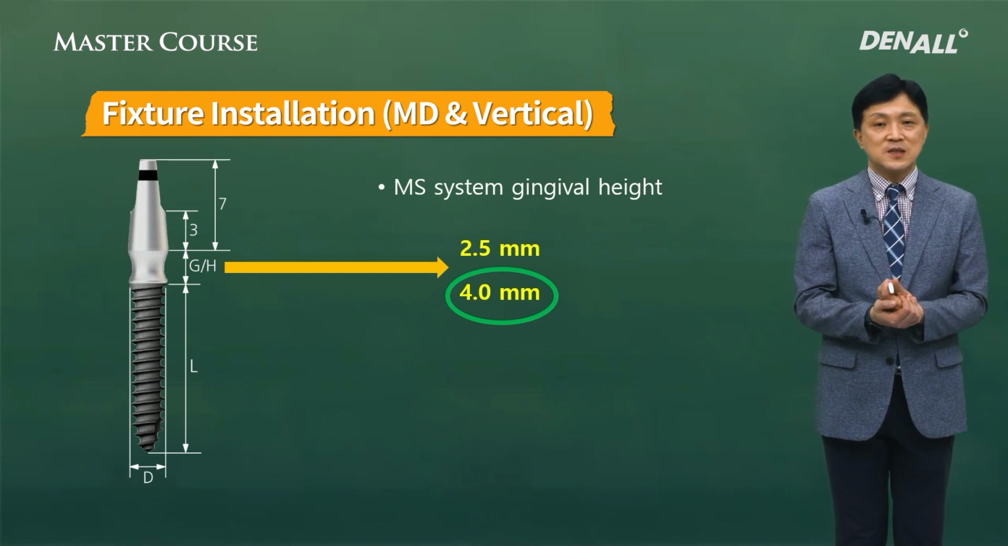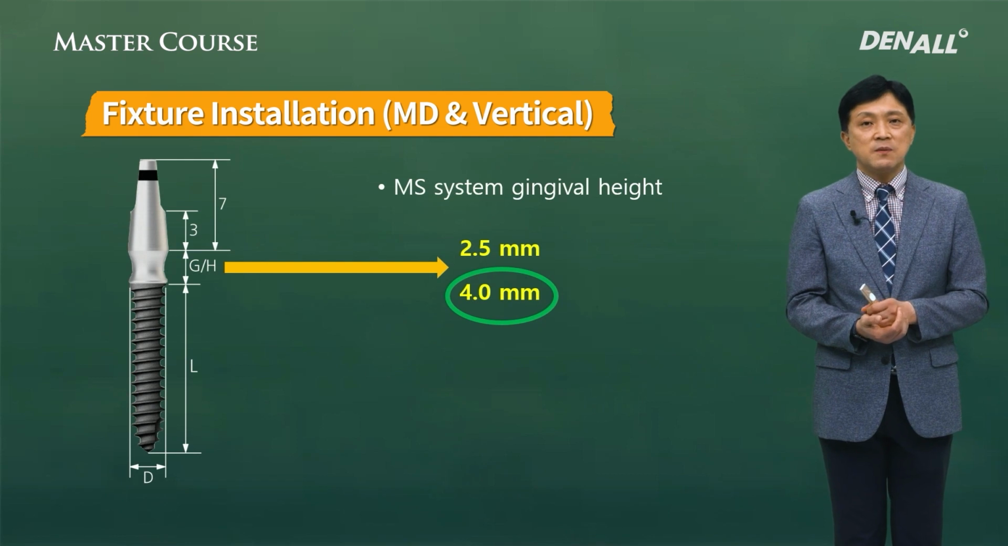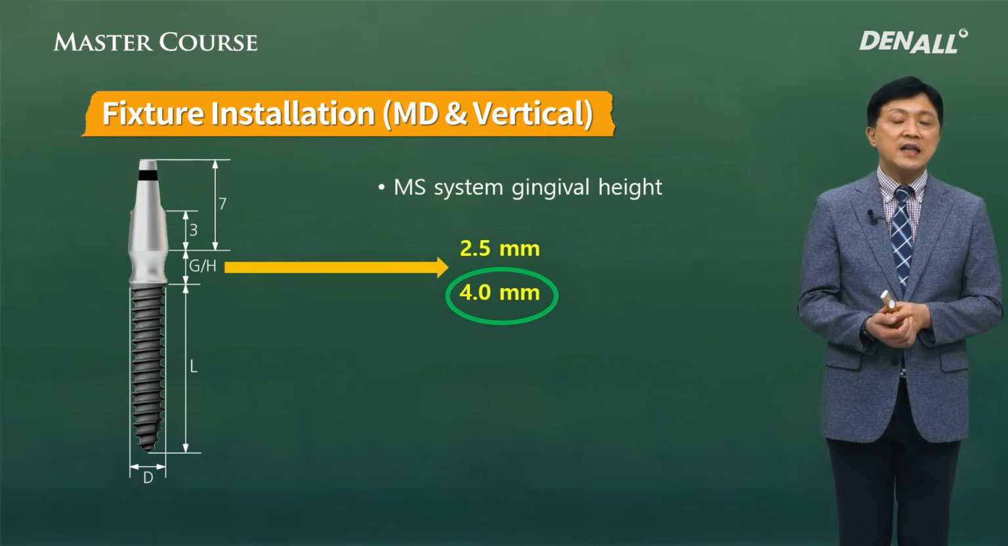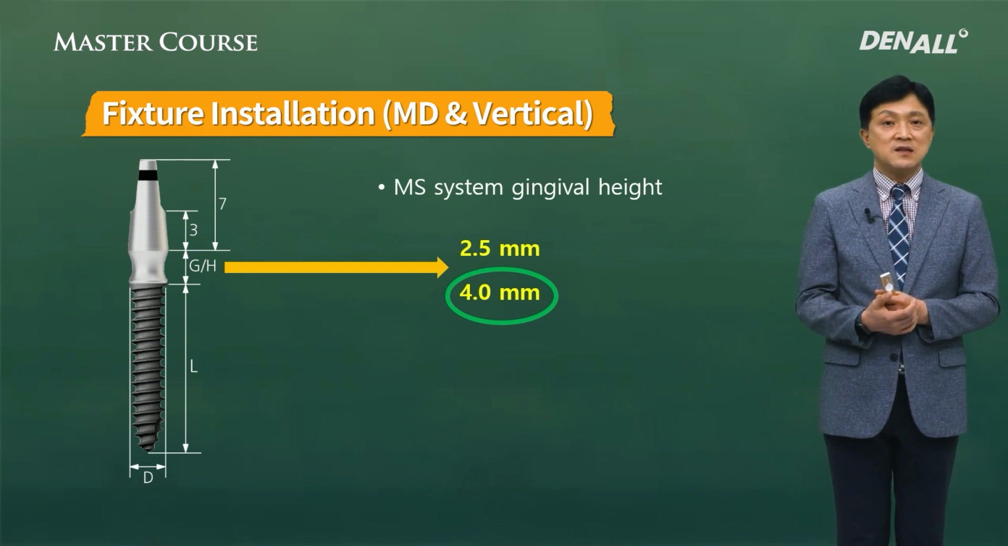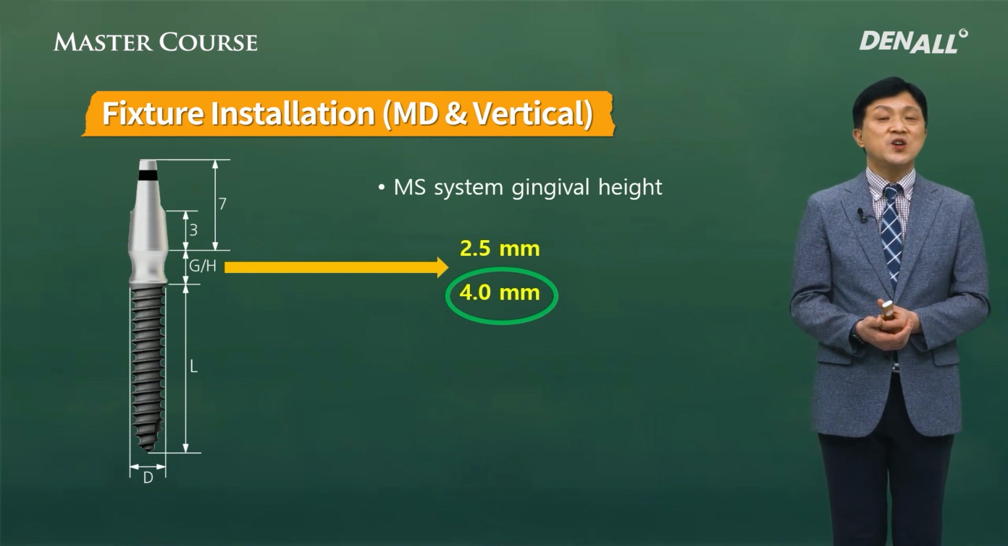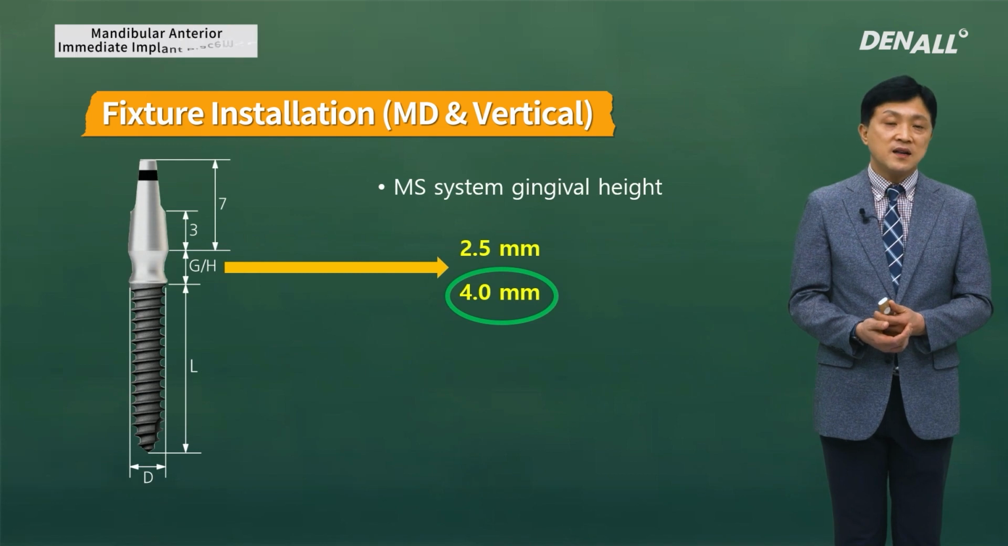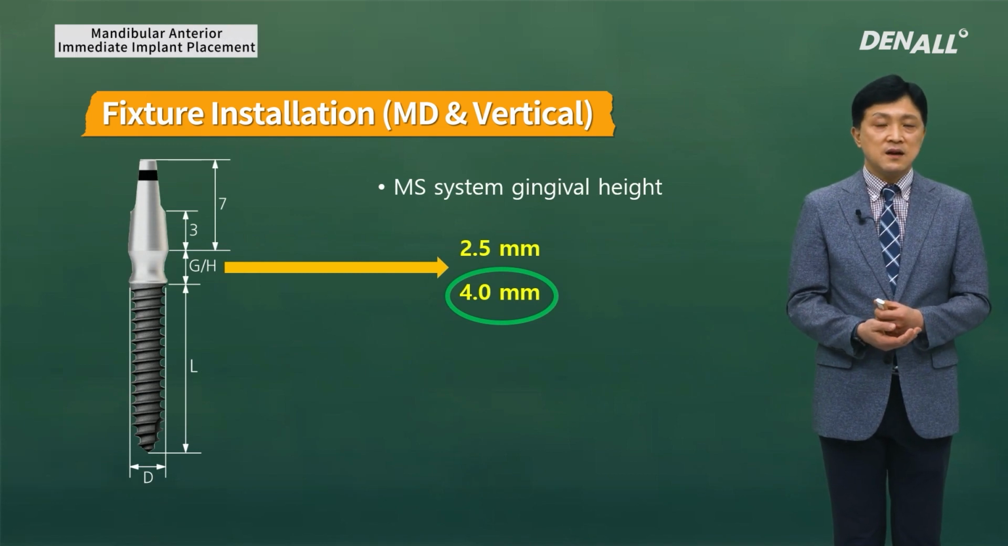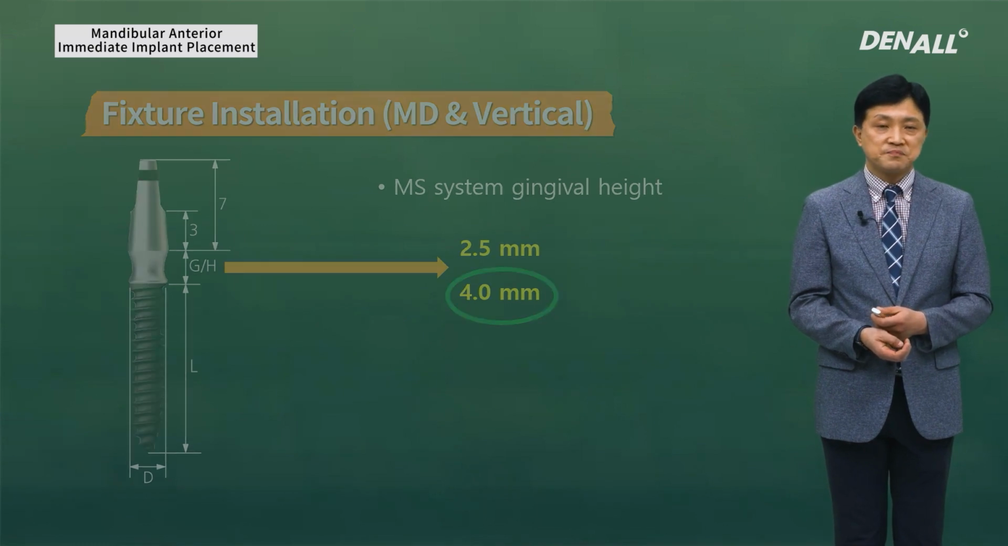I'm not saying that you should not use 2.5 millimeter gingiva height, but when you use a 2.5 millimeter implant, it should be placed deeper. So 4 millimeter gingiva height would be better to use.